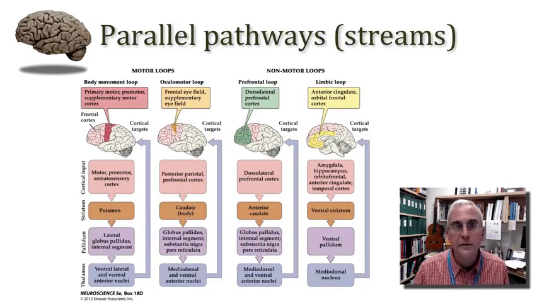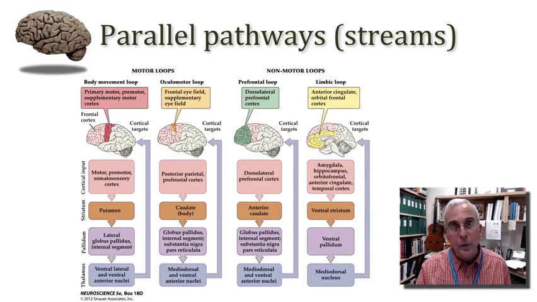Now, we've encountered this concept of parallel pathways in numerous places so far in our studies of our sensory and motor systems. So here's yet another example of parallel pathways through the brain. In the basal ganglia, we tend to call these processing streams, and what we really mean are a set of parallel pathways. And neuroanatomists have recognized actually quite a large number of processing streams that run through the basal ganglia.